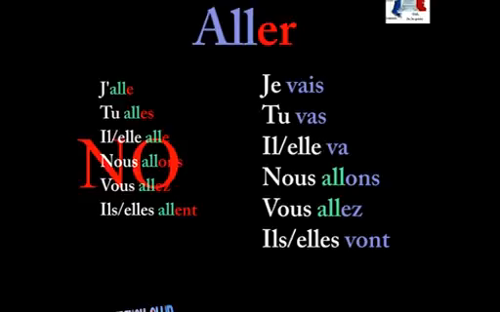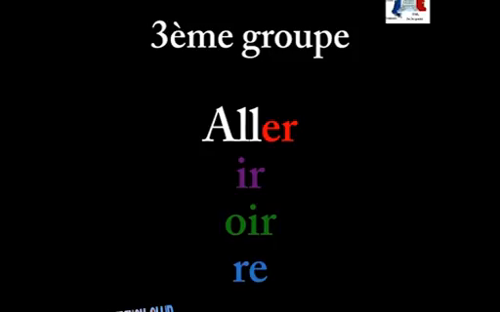Je vais, tu vas, il va. Nous allons, vous allez, ils vont. This is an irregular verb, a proper irregular verb. That's why this verb doesn't belong to the first group and it goes to the third group. The third group is a group of irregular verbs, so each verb has its own specific way of being conjugated.